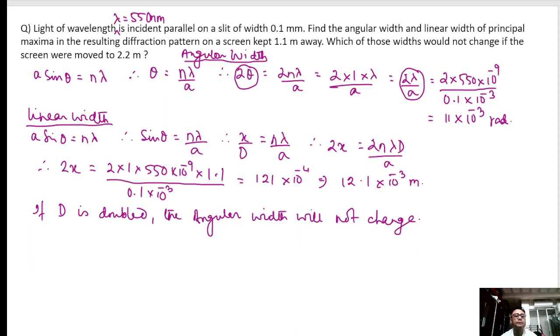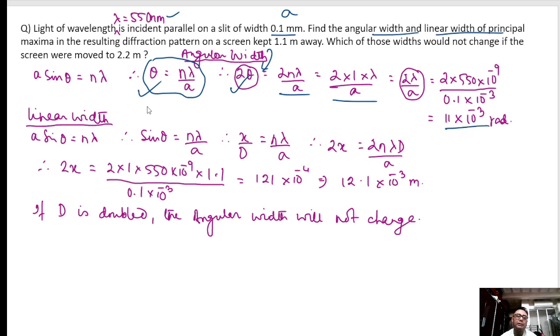Next is a wavelength of light used on a slit, with lambda given. Find the angular width. We know that the angular width theta will be n lambda by a. And the linear width x: the total angular width is actually 2 theta, which is this.